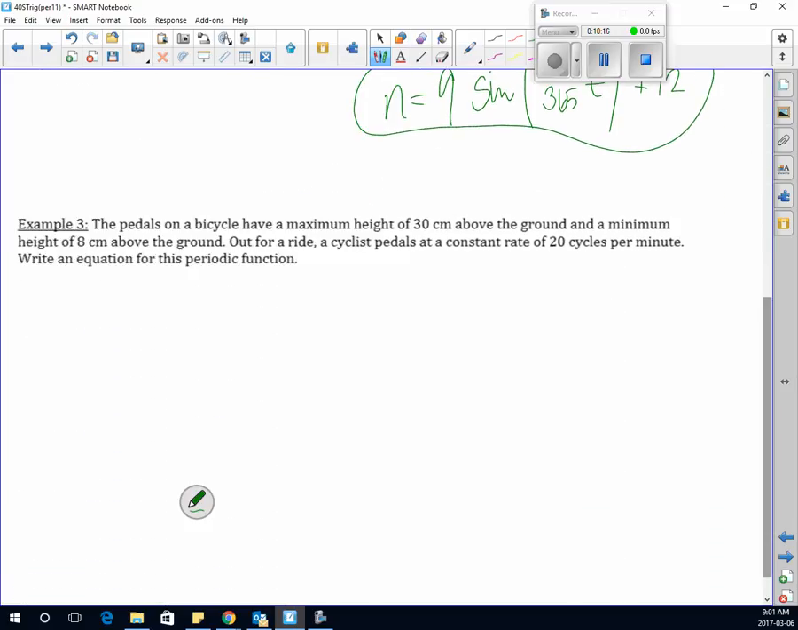Pedals on a bicycle have a maximum height of 30 centimeters above the ground and a minimum height of 8 centimeters above the ground. Out for a ride, a cyclist pedals 20 cycles per minute. Maybe we should get Matthew to solve this one since he's a cyclist.